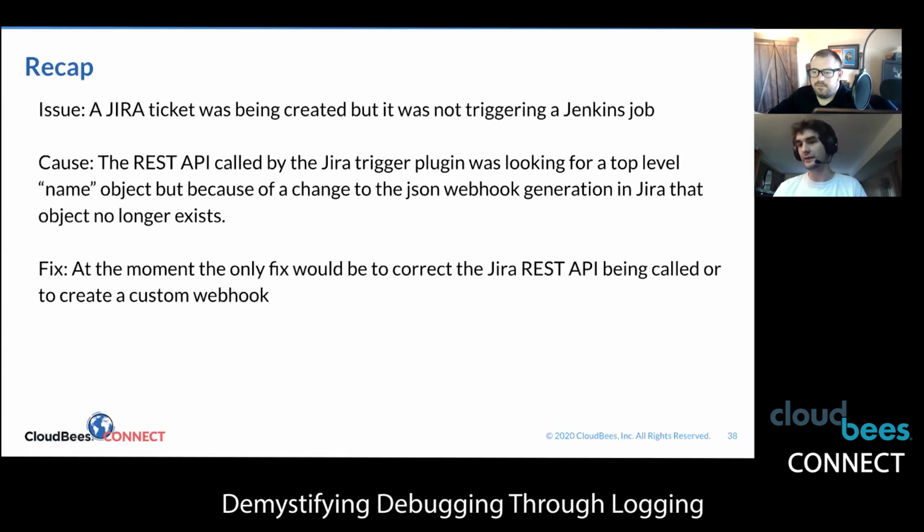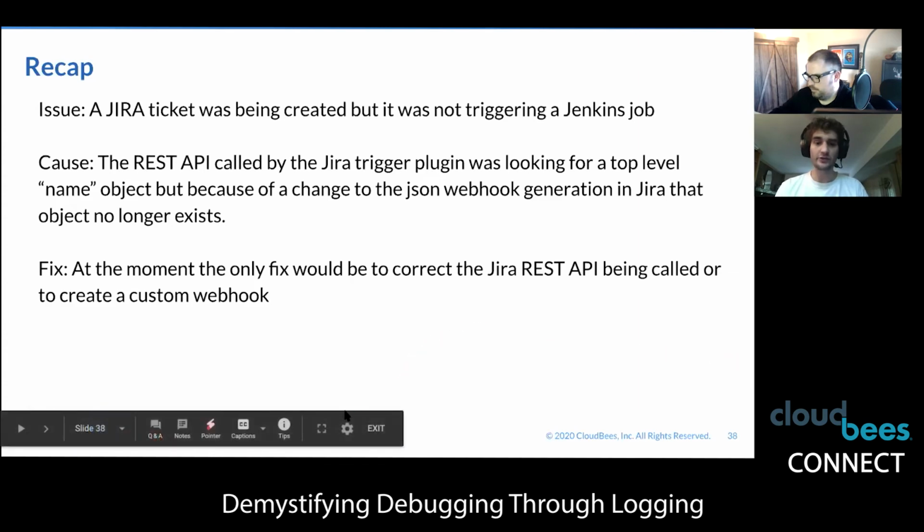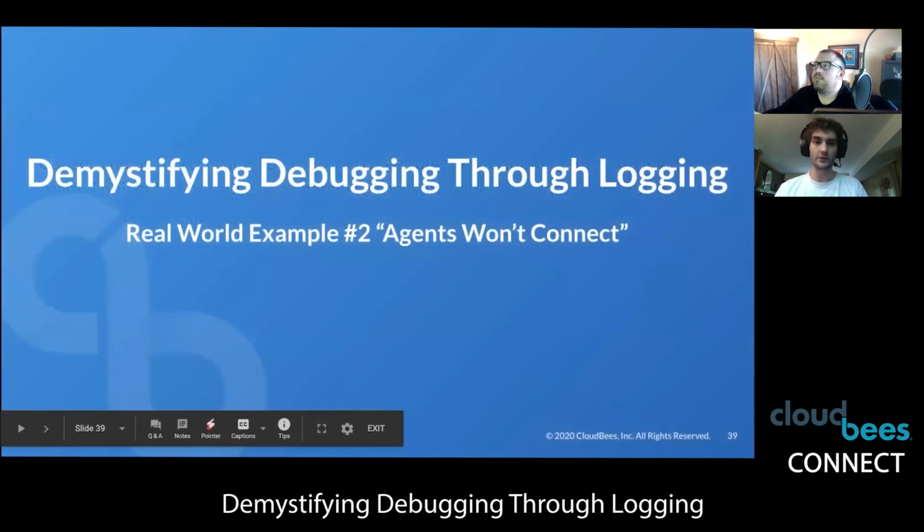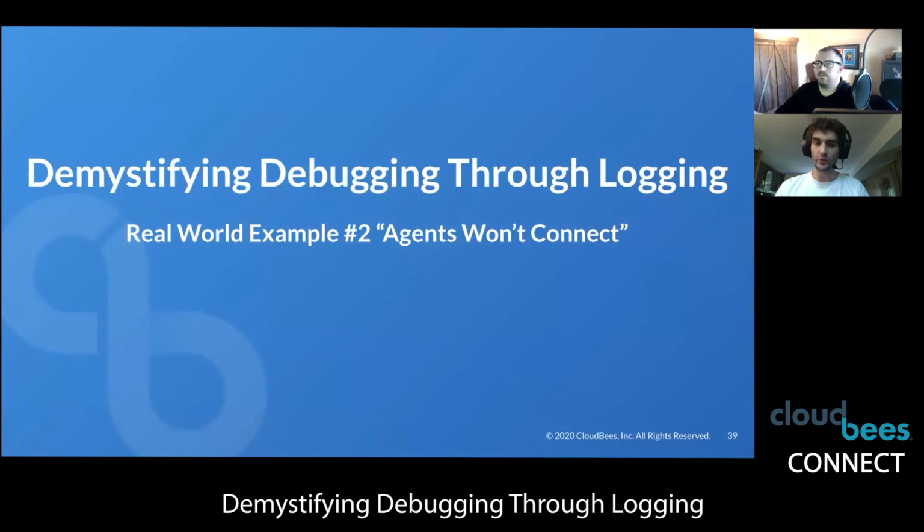So that way it can get the username as needed. So that was Jira and interacting with those two. So let's go on to the next thing that I wanted to talk about, which is another type of real world example where agents won't connect.